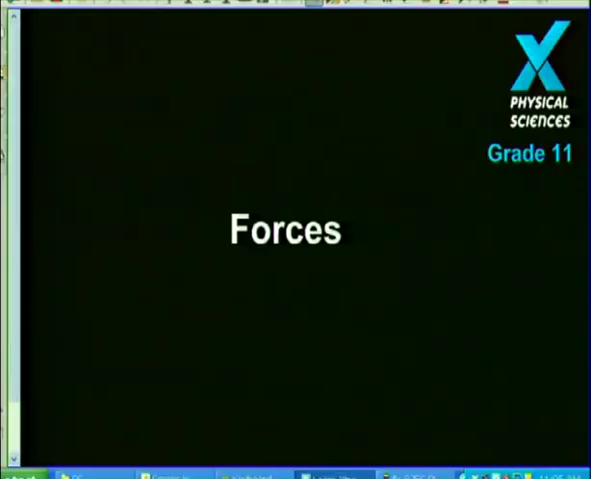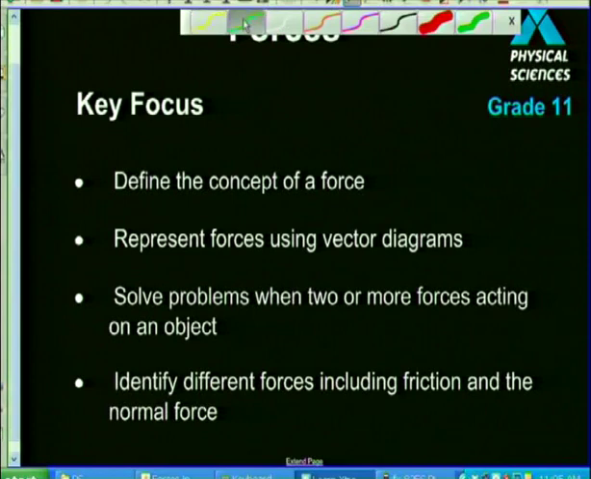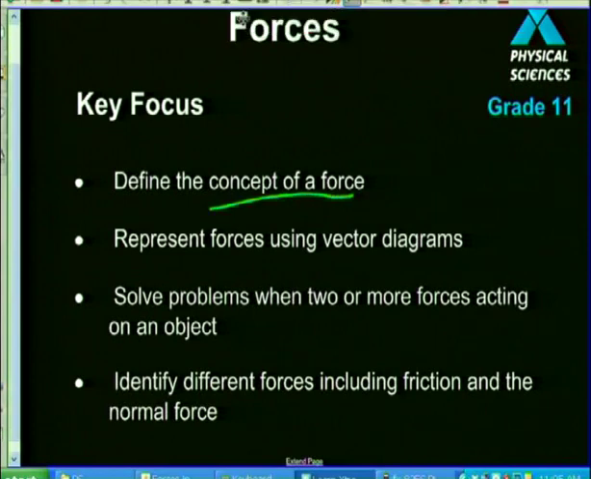So as I mentioned, we're looking at forces, and here is what we're going to do. In this session, we're going to first of all define the concept of a force. We're then going to look at the ways that we represent forces, and we're going to spend some time looking at vector diagrams. I know that in grade 10 you were introduced to vectors, and here is an opportunity for us to continue our work with vectors.